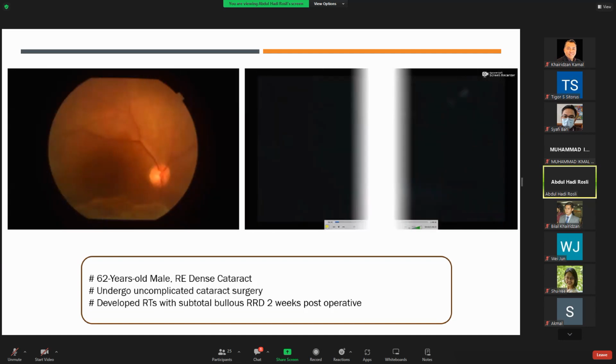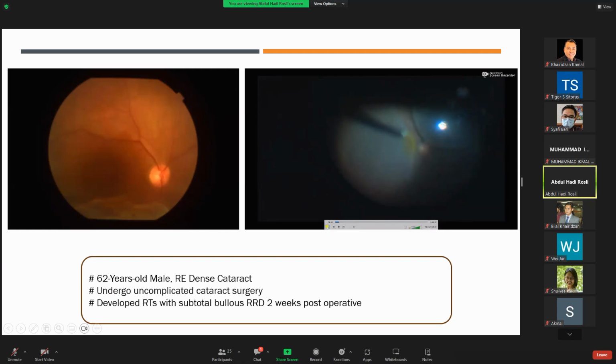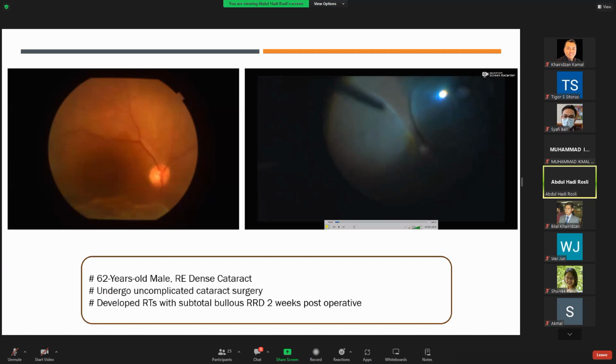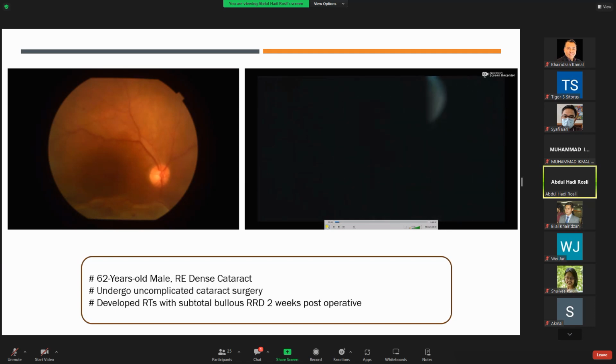Then we had another patient, a 60-year-old male. Also, he had a right eye dense cataract. However, he underwent uncomplicated cataract surgery, but he developed a retinal tear with subtotal bullous RRD about 2 weeks post-operatively. So looking at these two cases, both have different profiles. Both had dense white cataract, but one had complicated surgery and the other had uncomplicated surgery. But both ended up with pseudophakic bullous RRD.